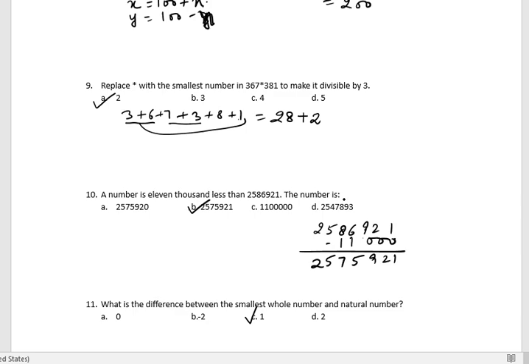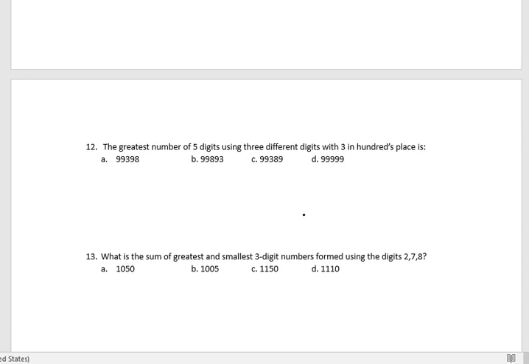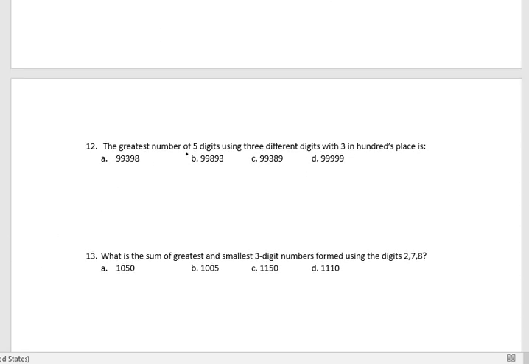Nothing to simplify here. It is straight away question. Next question, the greatest number of 5 digits using 3 different digits with 3 in hundreds place. It means we will have 3 different digits and first of all it is of 5 digit number. Let's go with this. And the hundreds place is 3. So ones, tens and hundreds place is 3. And we have to make it the greatest number with 2 digits.